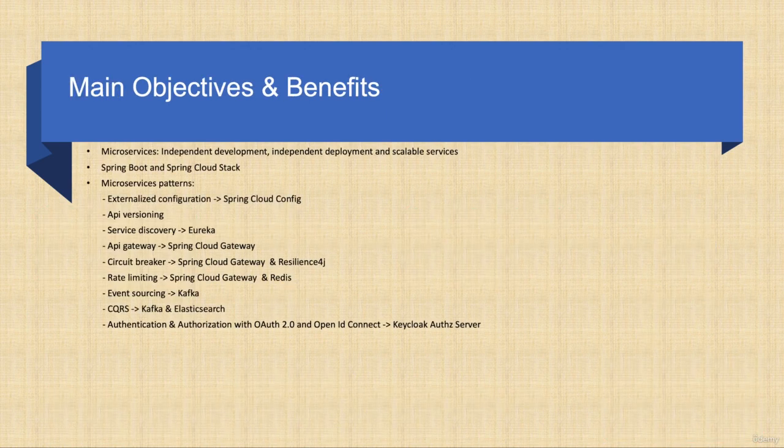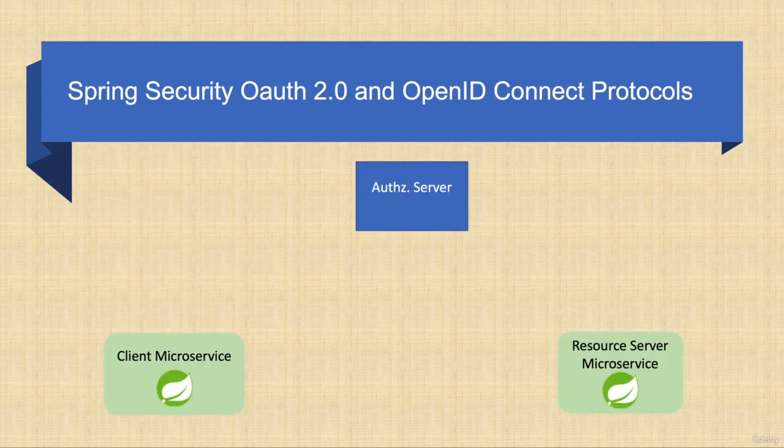Authentication and authorization with OAuth 2 and OpenID Connect protocols. When using multiple services, authenticating each request and applying authorization for each resource is important. Using the OAuth 2 protocol is kind of a de facto standard in microservices environments, where using JWT as the token type is also very common.